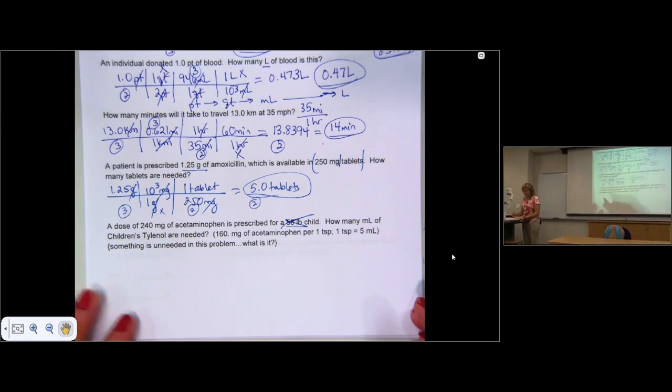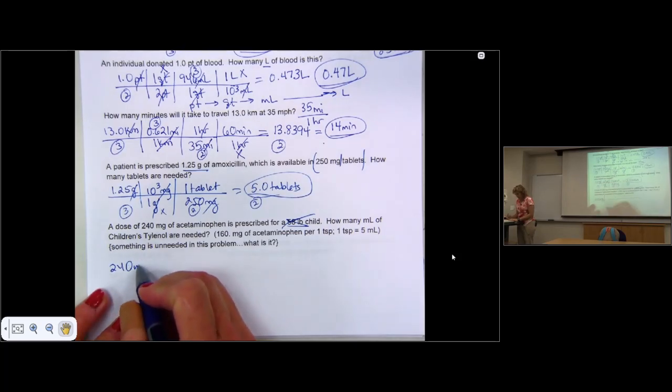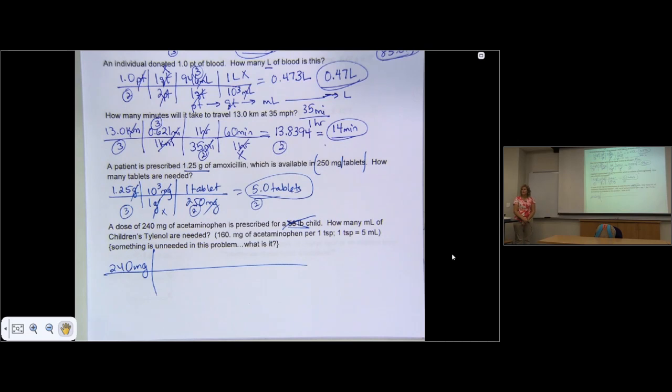240 milligrams. So looks like some of you have done it. The rest of you, get going. Figure it out. I want to know how many milliliters of children's Tylenol is needed. So run the numbers.